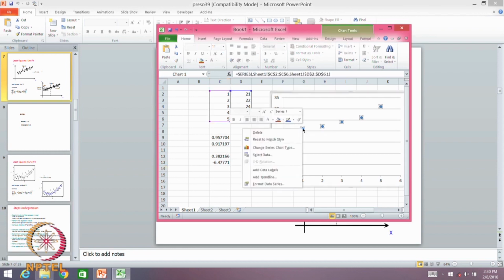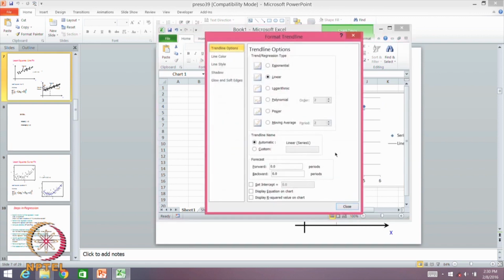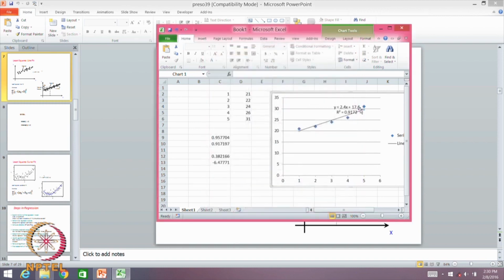So, we can also fit it using the add trendline command, and we can display the equation and R square and close. Okay. So, it gives you the slope and intercept. Oh, okay. So, I have made a mistake here, I think.